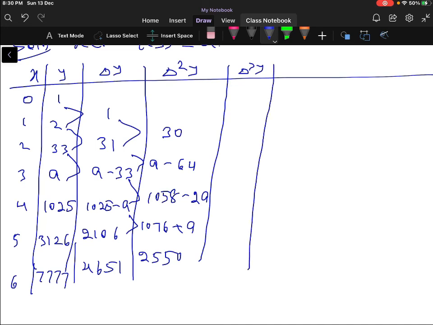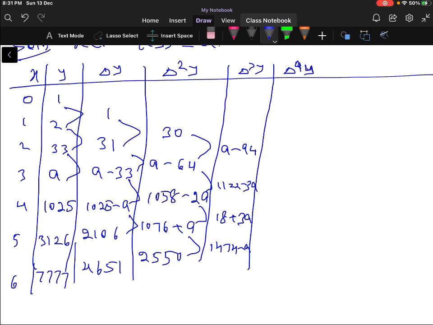Let us move to delta cube y. Difference of these two is a minus 94. So the difference of these two is 1122 minus 3a. Difference of these two is 18 plus 3a. So the difference of these two is 1474 minus a.